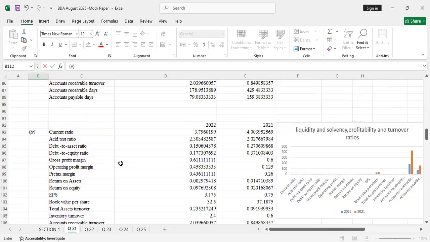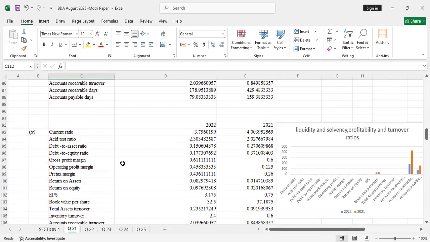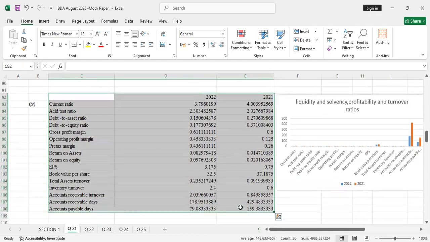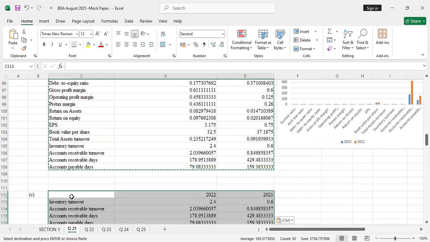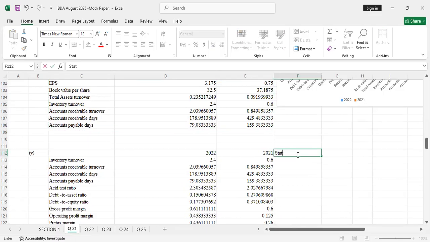So I'll select from current ratio from years. So you control C, then you control V to paste. Control plus V to paste. So what they're telling us is that we create a status column here. So I'll call it a status column.